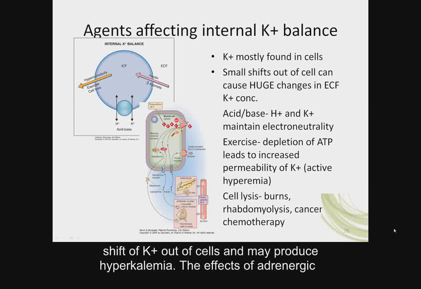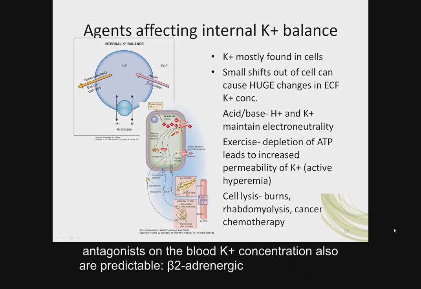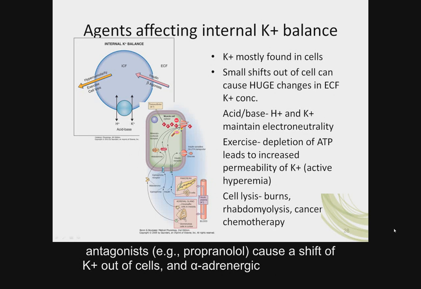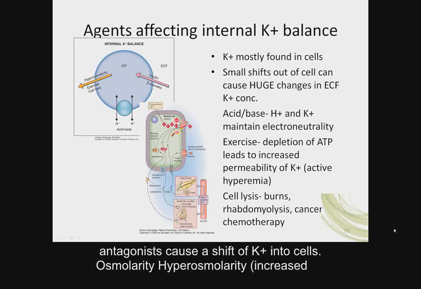The effects of adrenergic antagonists on the blood potassium concentration are also predictable. Beta-2 adrenergic antagonists, like propranolol, will cause a shift of potassium out of cells, and alpha adrenergic antagonists will cause a shift of potassium into cells. Osmolarity can also affect internal potassium balance.